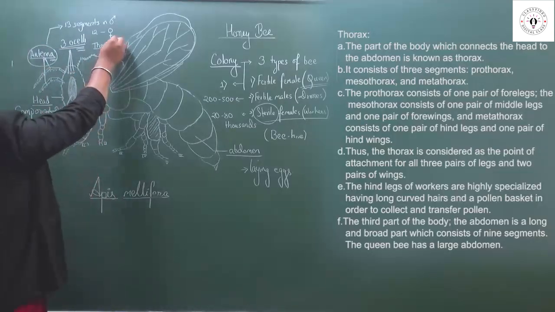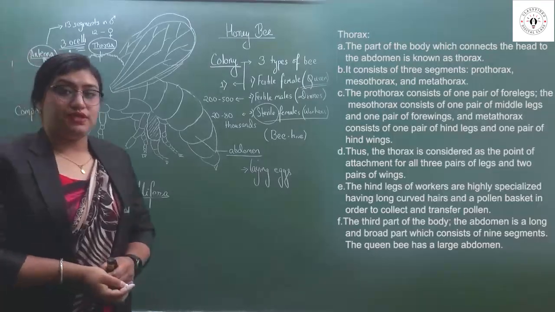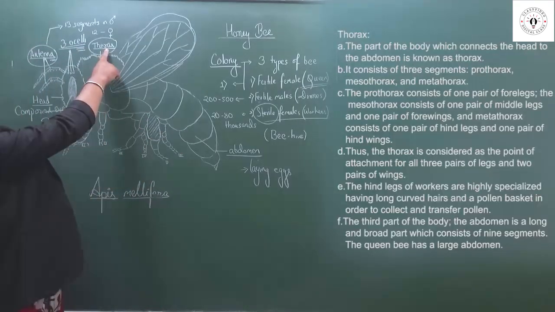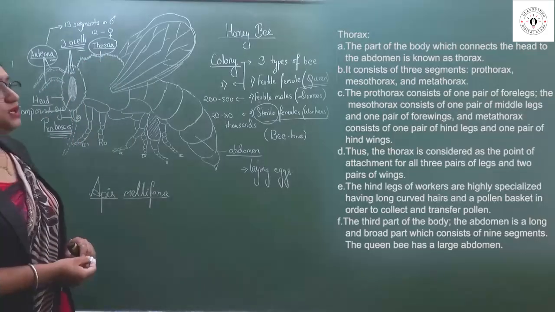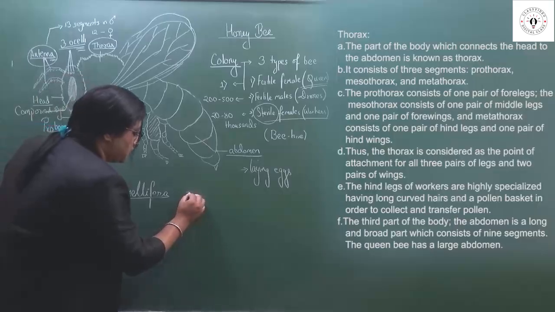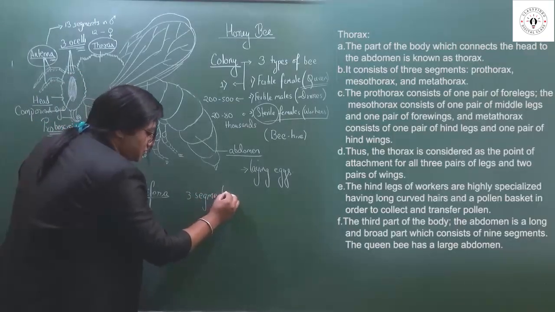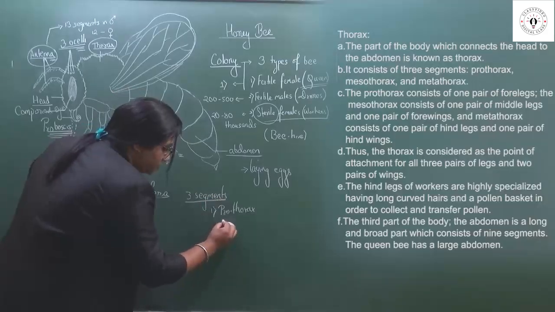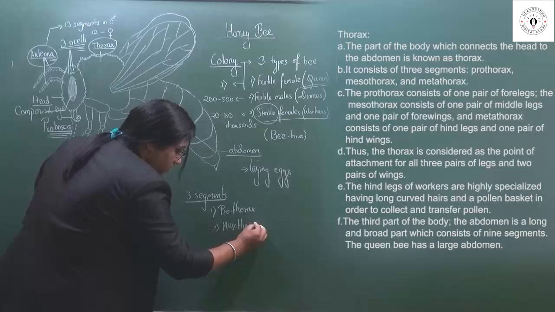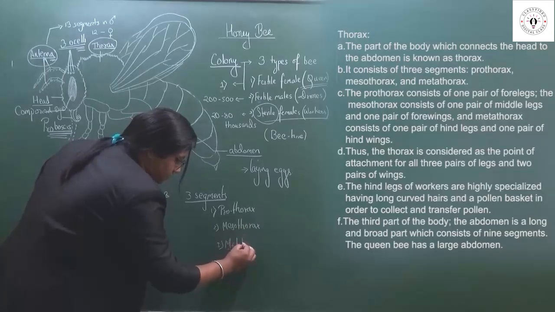The next part is all about the thorax. The part of the body which connects the head to the abdomen is known as the thorax. This thorax also consists of 3 segments, and those 3 segments are known as the prothorax, mesothorax and metathorax.